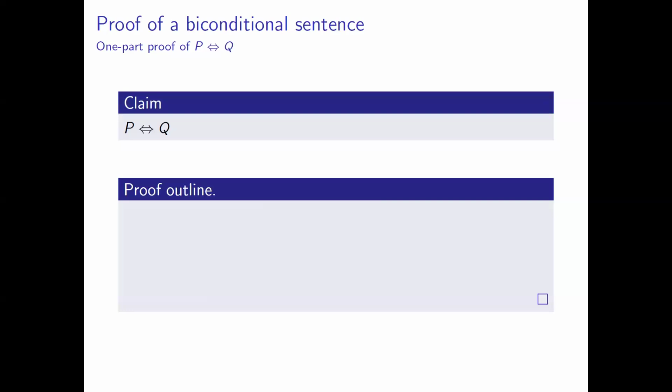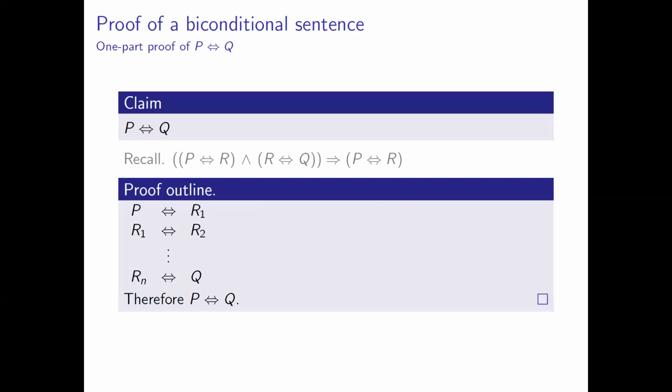We have another way of proving a biconditional sentence. Recall that for propositions P, Q, and R, if P is equivalent to R and R is equivalent to Q, then P is equivalent to Q. Thus, another method of proving the biconditional sentence P if and only if Q is by finding a series of statements R1, R2, up to Rn such that P is equivalent to R1, R1 is equivalent to R2, and so on, and Rn is equivalent to Q. It then follows that P is equivalent to Q. An example of this type of proof will be given later.